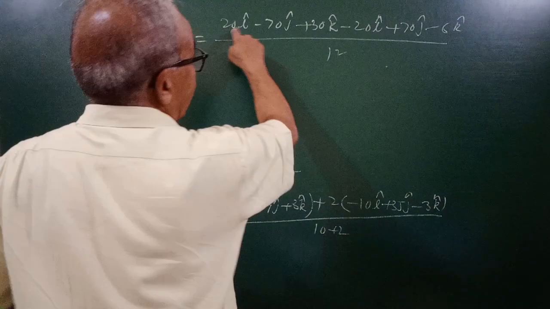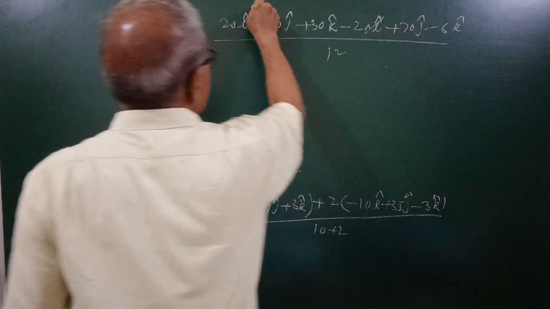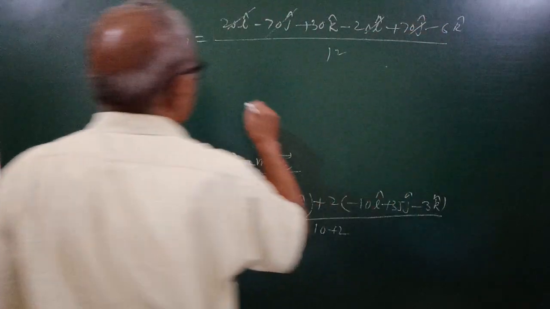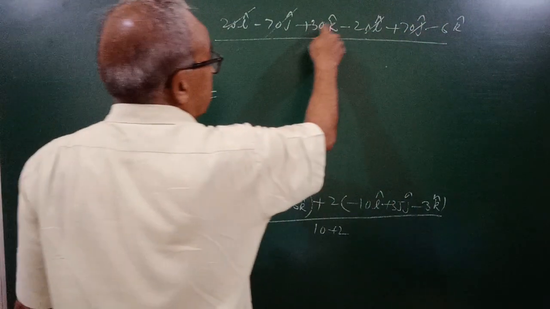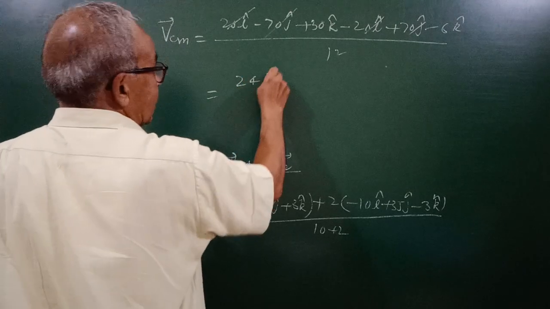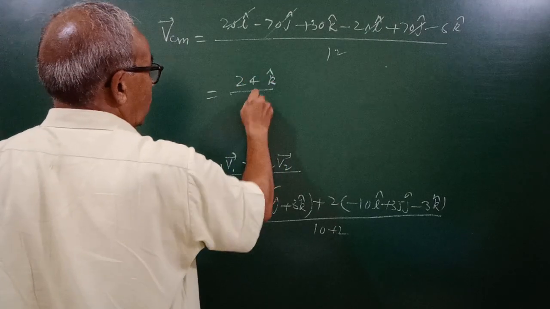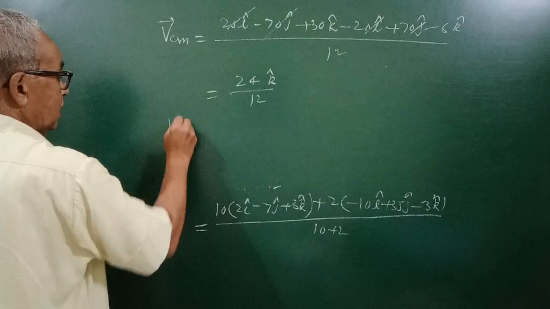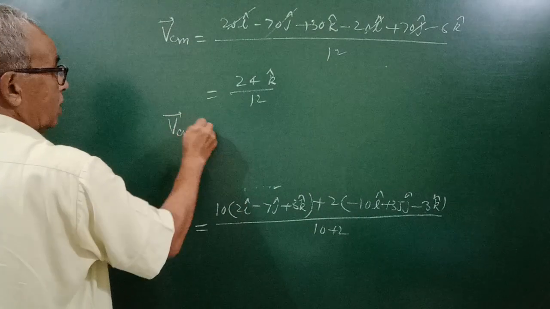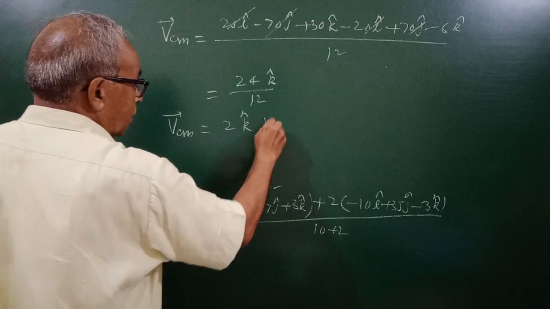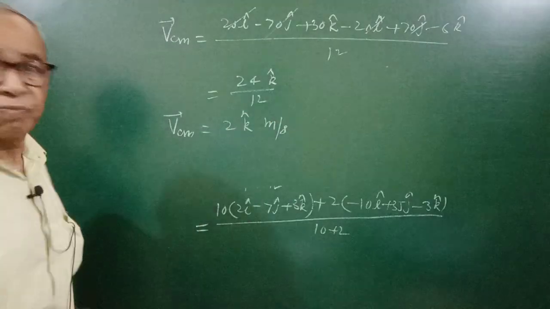Plus 20i cap minus 20i cap cancel, 70j cap negative and positive cancel. The thing left here is 30 minus 6, 24k cap, upon 12. It means VCM here comes out to be 2k cap meter per second.